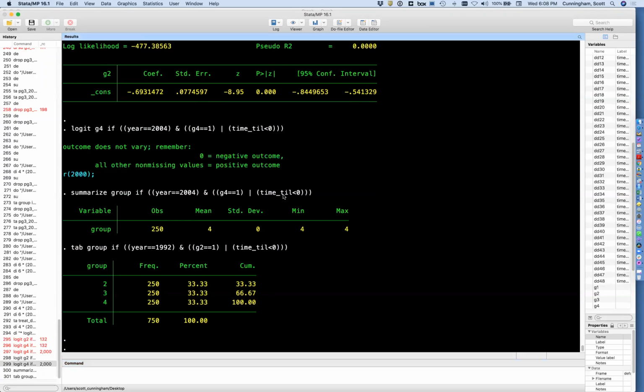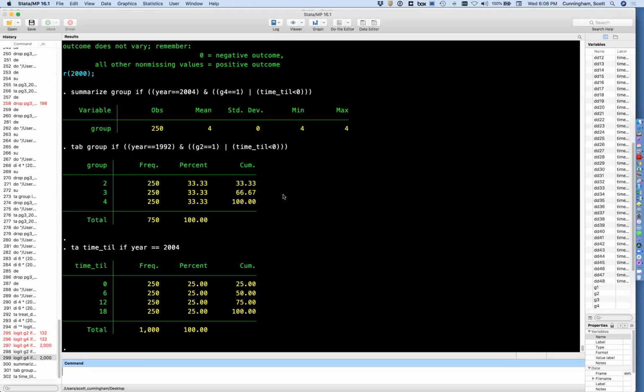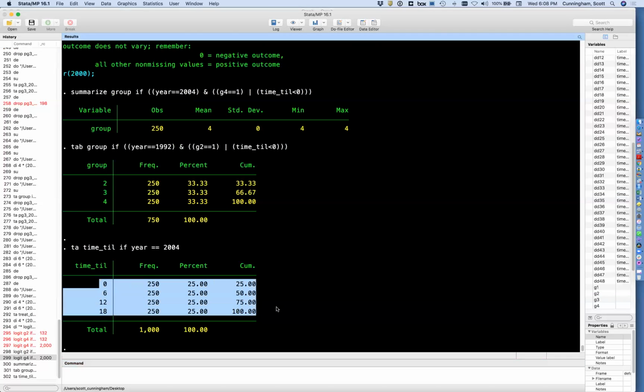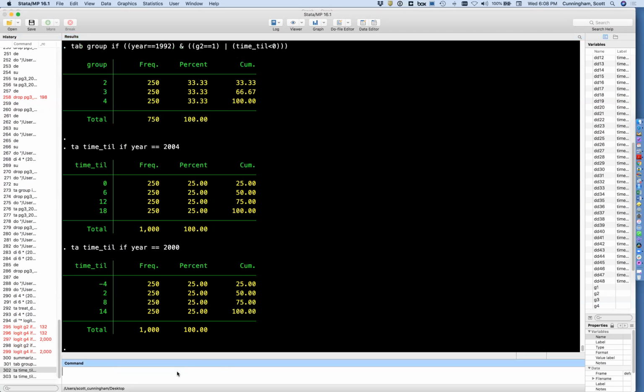Because look, tab time till if G4 equal 1, if year equal 2004. Notice, if I want to do the time tills in year 2004, there are none. There are no negative values, right? We needed negative values here, and there are none. So we did 2004, there are no negative values. That was not the case earlier when we did the 2000. We had some negatives right there, so we could get propensity scores.